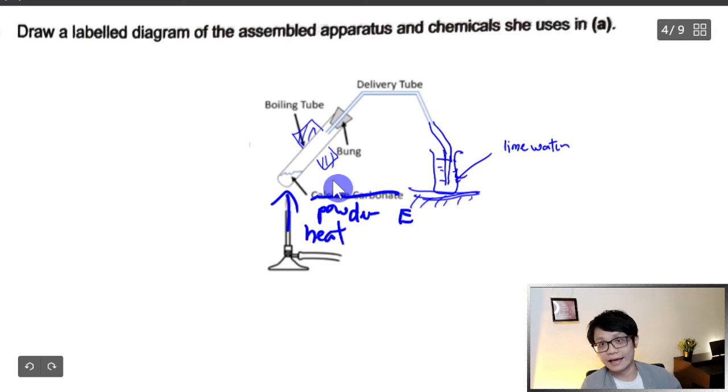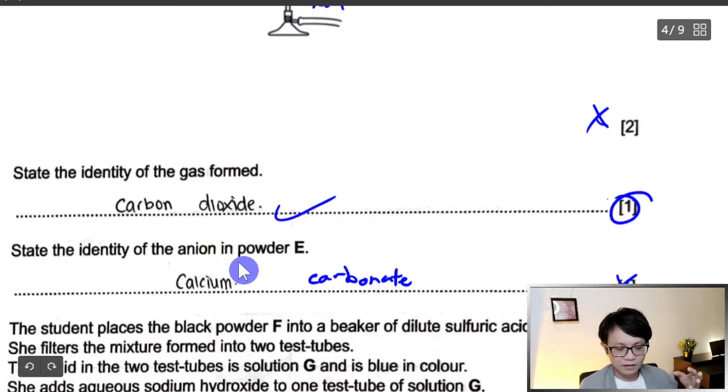State the identity of carbon dioxide. Here it already mentioned it turned the lime water milky, so that is the presence of carbon dioxide. State the identity of the anion. When we talk about the anion, it is actually the negative side of the metal, correct or not? So when we're talking about the anion, we are not talking about the positive, we are talking about the negative one. Okay, so it will be carbonate. We're assuming it's calcium carbonate, so it will be carbonate.